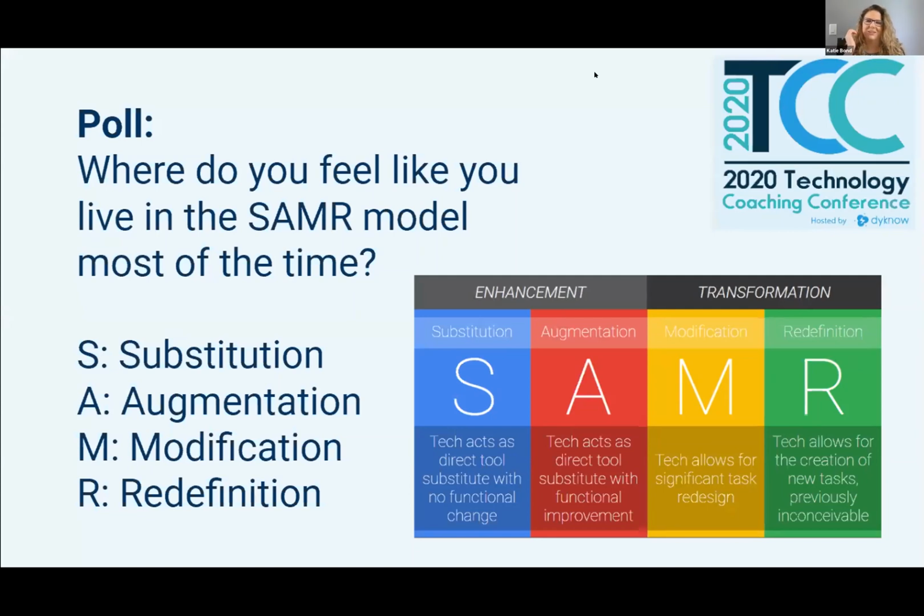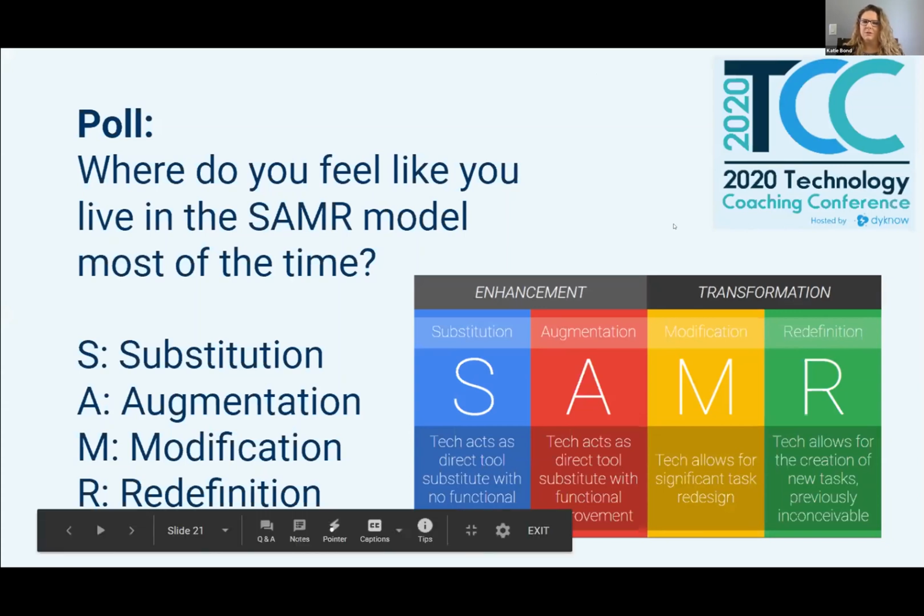And how about redefinition? Raise your hand if you think you live mostly at redefinition. Looks like 23 people. That's about what I would expect in this crowd, to be honest. So we had more in those augmentation and modification levels.